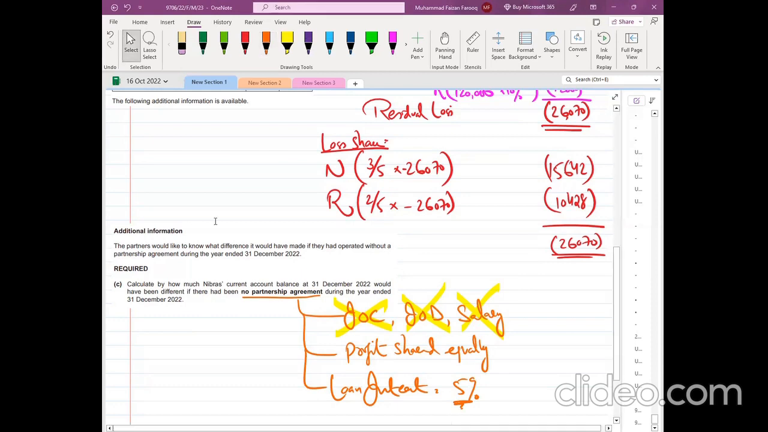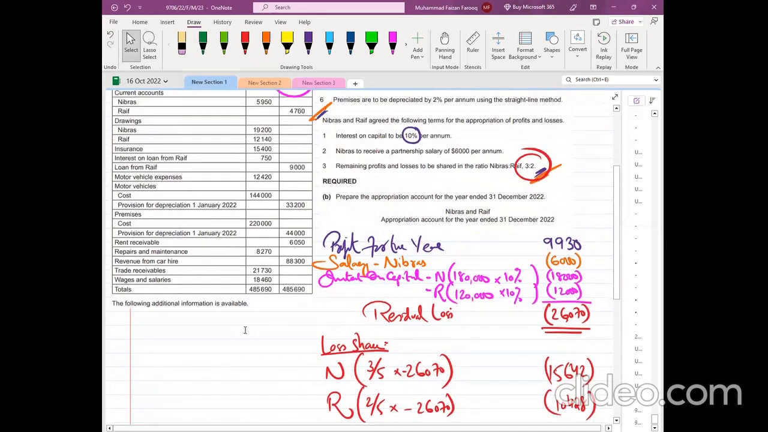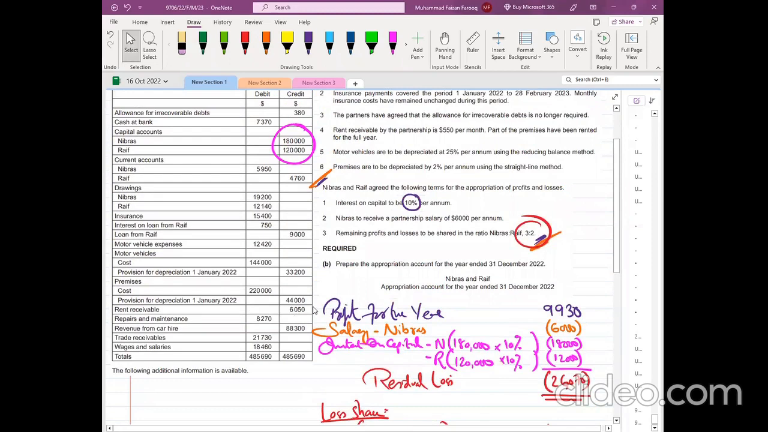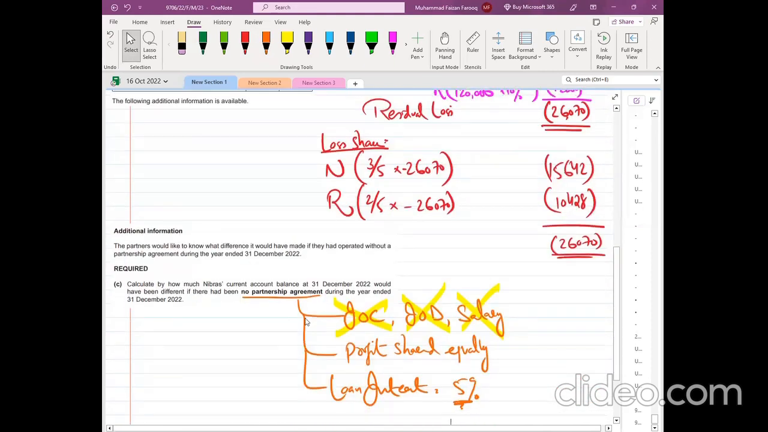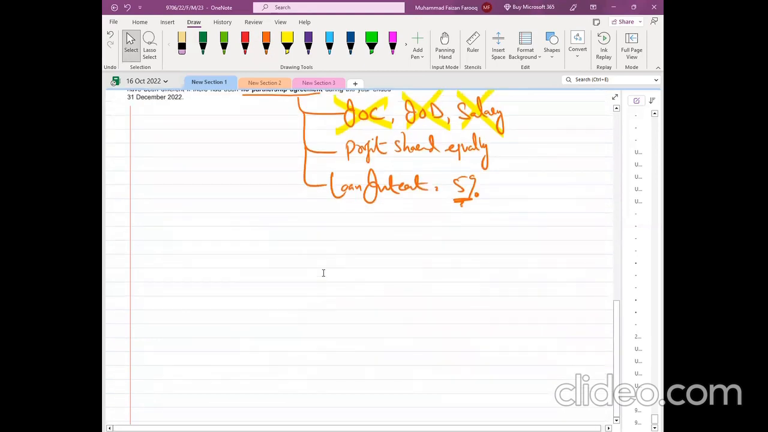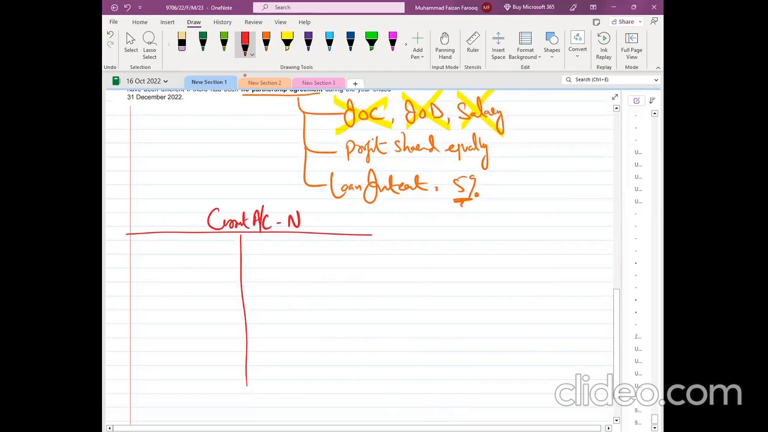So they are asking you the difference. First of all, we need to make the normal current account, which would be in the presence of the agreement, meaning what he is supposed to get with this question. Then we will amend it to see what difference in the current account comes if there is no agreement. So first of all, we will make the current account. Current account for whom? Nibras, right? Yes. And we are assuming with agreement, meaning the details of this particular question.